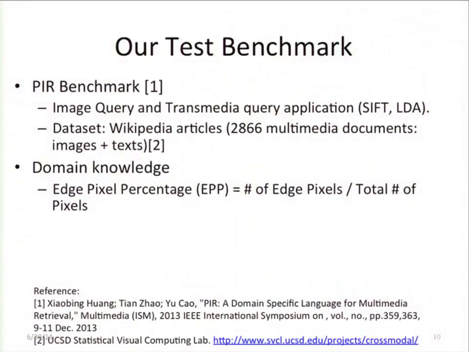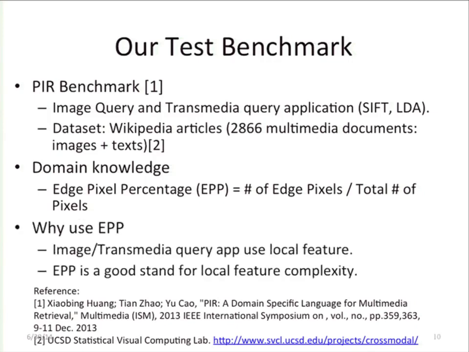And the domain knowledge we use for this case is edge pixel percentage, which is shown in the algorithm here. It equals the number of edge pixels divided by the total number of pixels. Why do we use this as domain knowledge, you might ask. First, it's very lightweight, and also the image and transmedia query applications use local features. Edge pixel percentage is a very good stand-in for local feature complexity. That's why we use it.